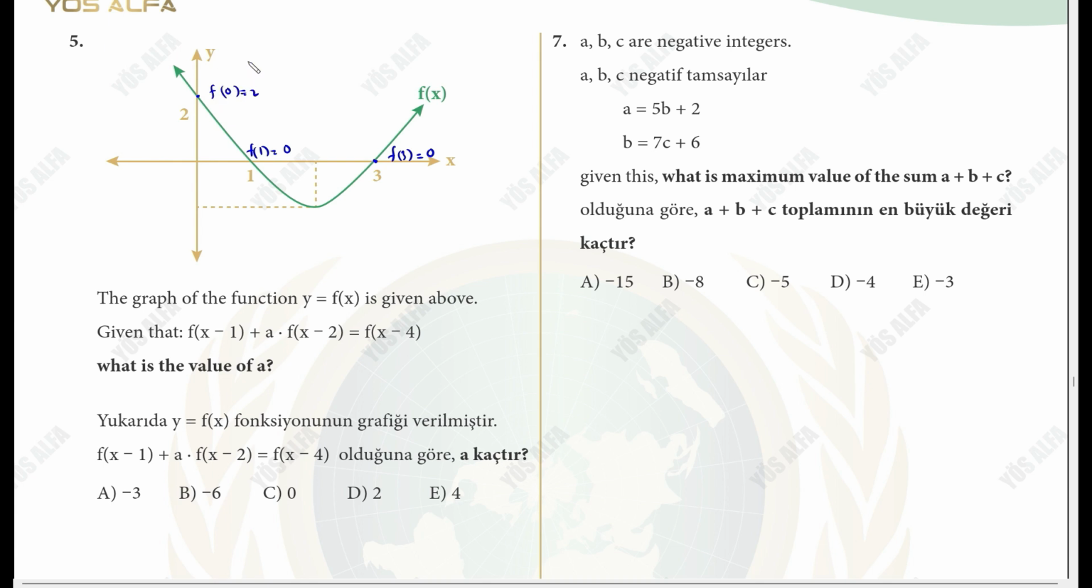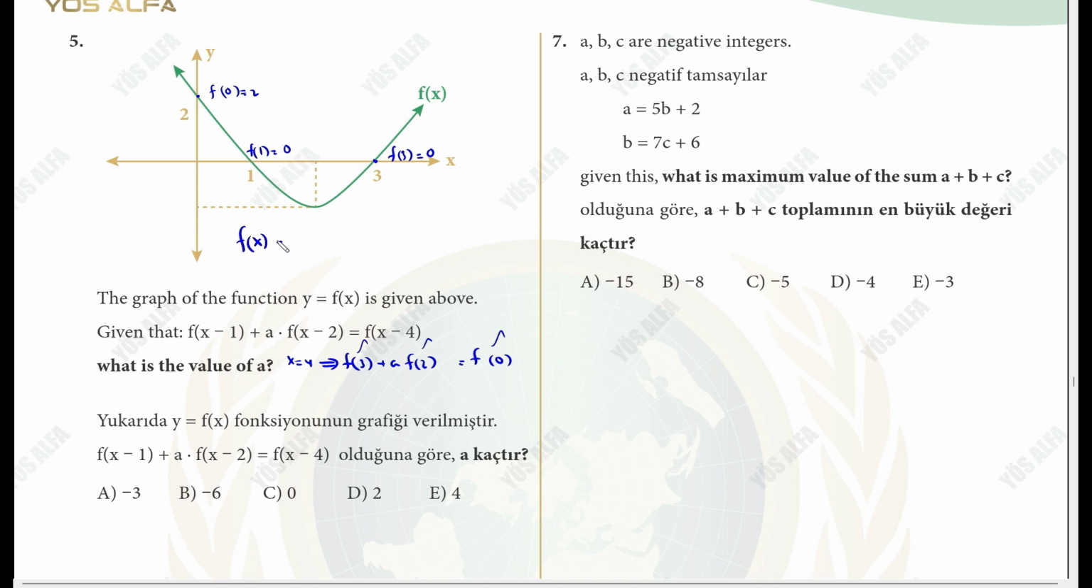So I try to make use of this information, and if I assume that x is equal to 4, then I'll have f of 0 is equal to f of 2 times a plus f of 3. And f of 3 is known from the graph. f of 0 is also known. So if we somehow know f of 2, then we can find the value of a. So to find f of 2, we need to know the equation of the parabola. Since the 3 points are given, we can easily find the equation of the parabola.